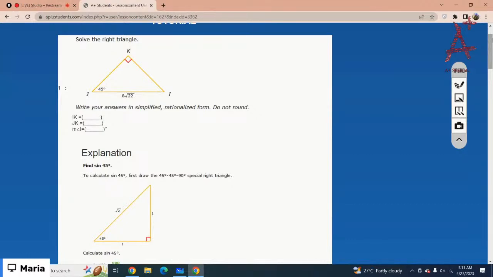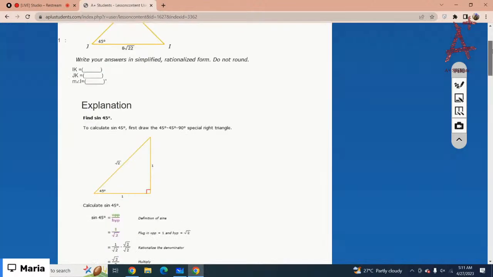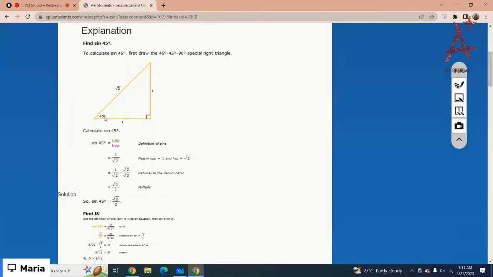So how do you solve? To calculate sine 45, first draw the triangle 45, 45, 90. Because one of the angles is 90 degrees, that means the other two angles must be 45 degrees. That would be the special right triangle. When we solve the special triangle 45, 45, 90, we have to calculate sine 45. That would be 1 over square root 2. And when we rationalize, it would be square root 2 over 2. Got it? So now you can solve this triangle.